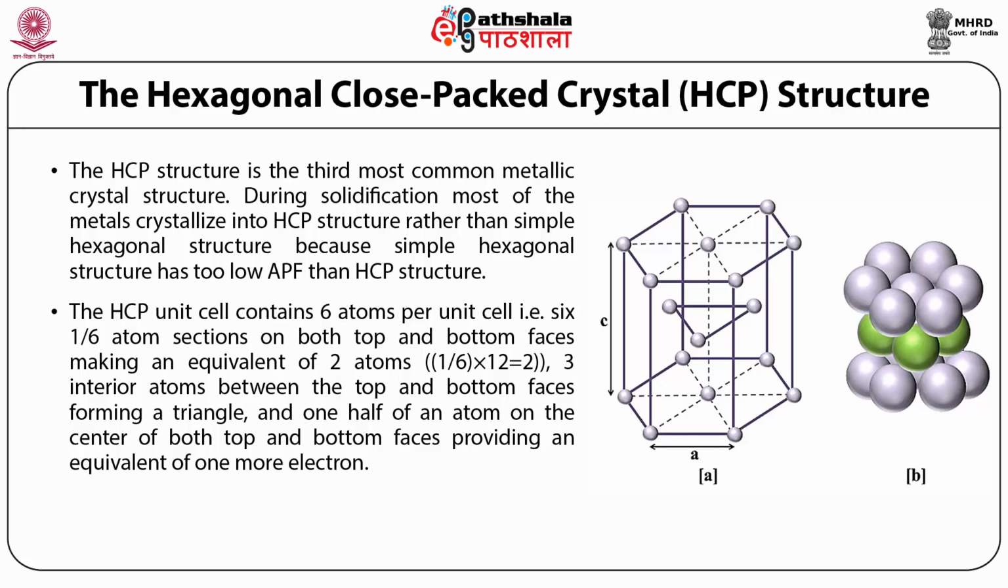3 interior atoms between the top and bottom faces forming a triangle, and 1/2 of an atom on the center of both top and bottom faces, providing an equivalent of 1 more atom. Thus, the total number of atoms in an HCP crystal structure unit cell is 6.